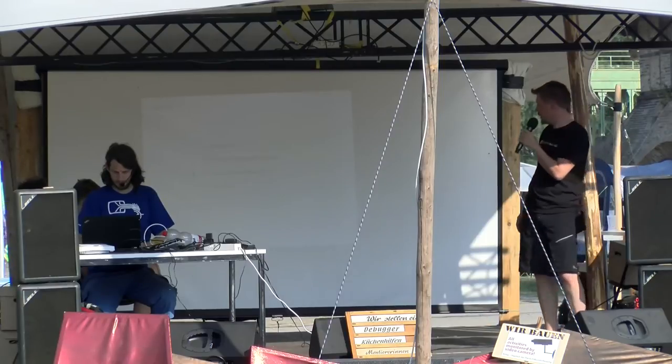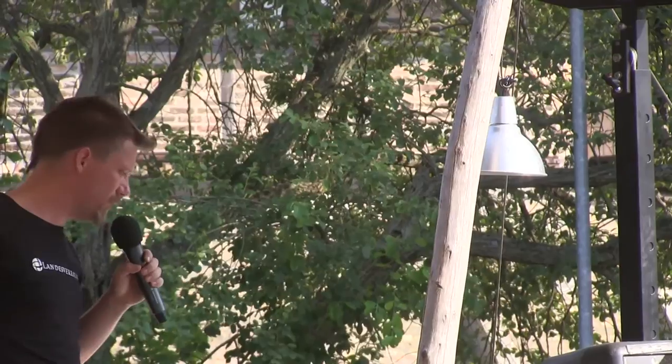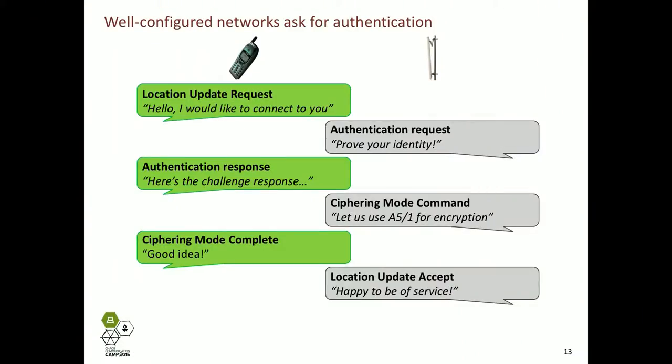And this is where the next type of IMSI catcher comes into play, which is not really only an IMSI catcher, but a device that downgrades your encryption and makes sure that your transactions can be intercepted. So here we have the standard call flow when a phone connects to a well-configured network. It would say, okay, here's a location update request. I would like to connect to you. And then the network would usually say, well, I require authentication, prove your identity. I want to know if I even want you here. You may be a user of a different network, so I want to make sure that I want you here.